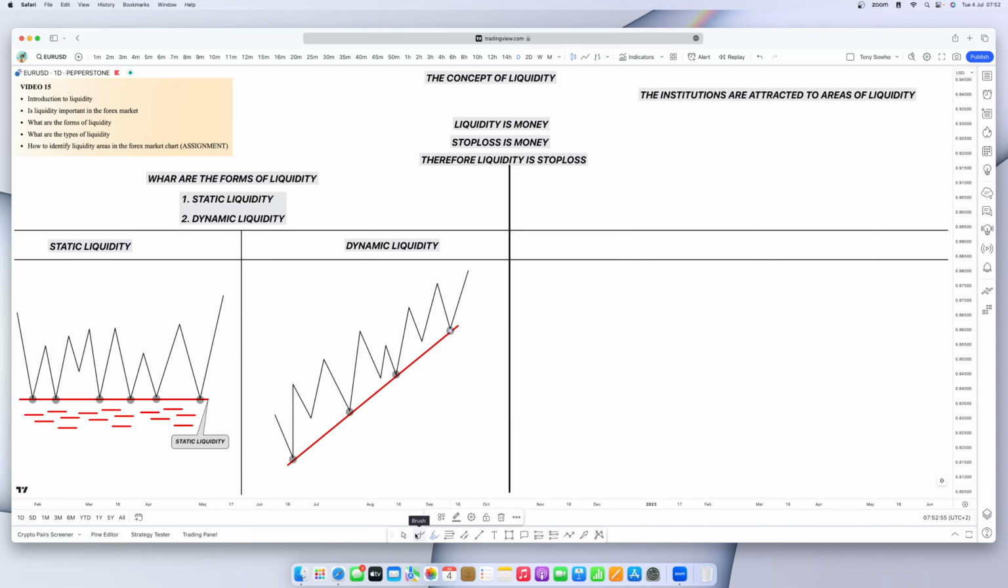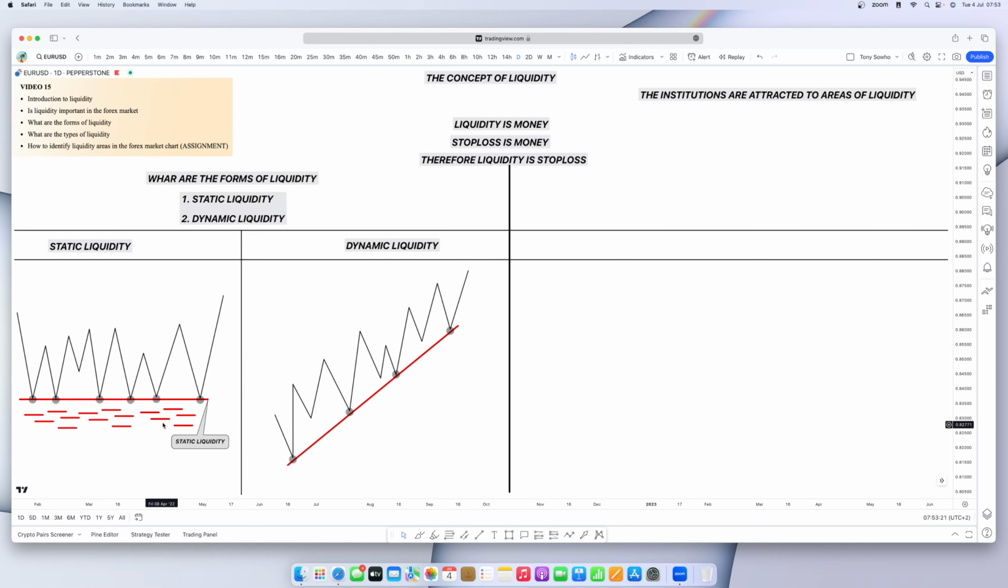And it is the same thing. We've seen cases where price creates this liquidity, and the next thing we just see is a big move to the downside. This is the institution sweeping all of this liquidity here. You will see it in the markets. This is an example of a dynamic liquidity. So these are the two forms of liquidity that we have.